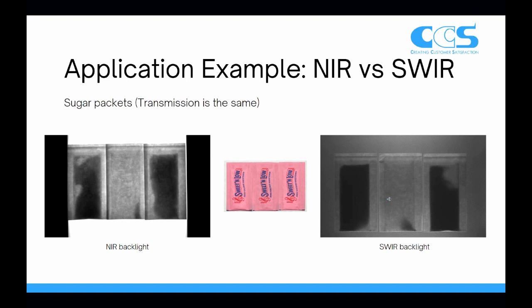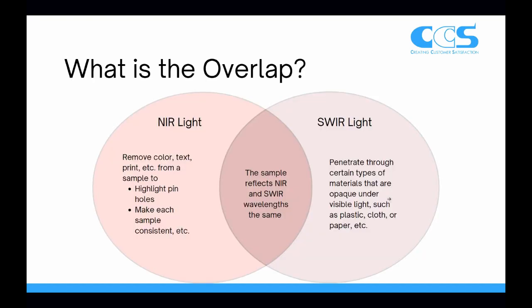What do we do next? And what's the overlap? We have those two applications, those two solutions. Again, with the IR light, we're removing color, text, print, trying to make a sample consistent, highlight pinholes. It does work for fill level if we're penetrating through a plastic. But SWIR light is really the best at penetrating through certain types of materials that are opaque under visible light or highlighting differences in plastic, cloth, paper, etc. So the overlap is just going to be the samples that have the same reflection in IR light and SWIR light and have the same results.